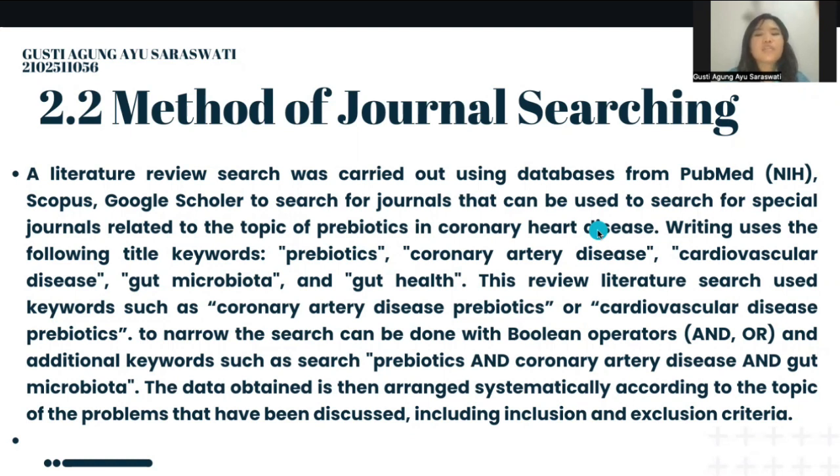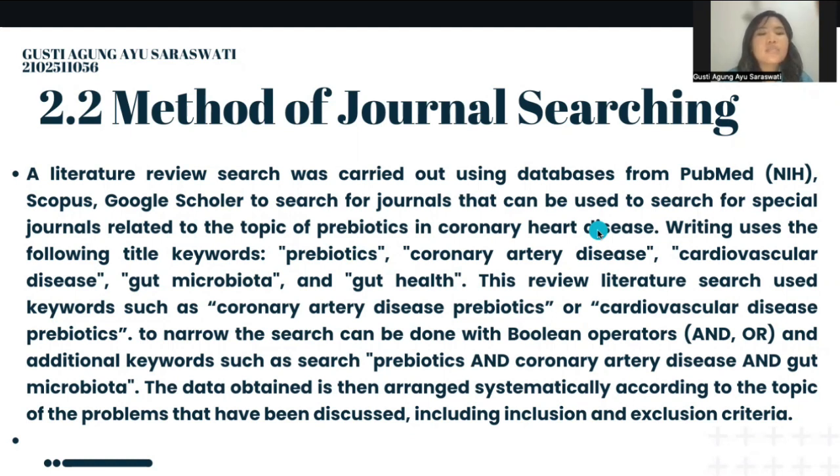A literature review search was carried out using the PubMed database, Scopus, and Google Scholar to find journals related to the topic of prebiotics in coronary heart disease. The search used the following title keywords: prebiotic, coronary artery disease, cardiovascular disease, gut microbiota, and gut health.